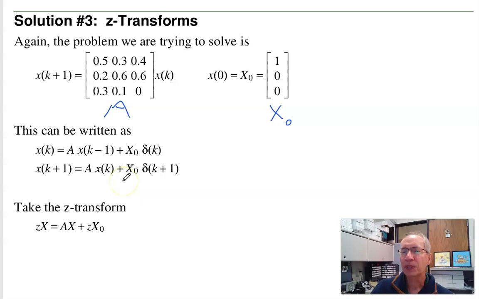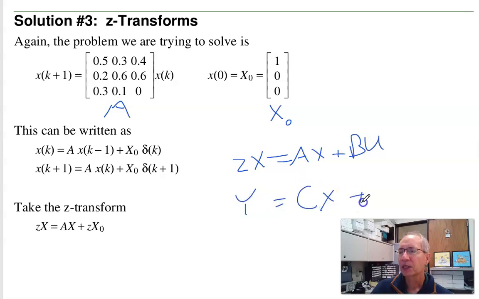So in MATLAB, there's a thing called state space. In state space, I have zx equals Ax plus Bu, where u is my input. The output y is some matrix C times x plus D times u. That's the state space form. Here my input is a delta function that's shifted forward in time by 1, so that zx0. So when I put this in state space, I'm going to be off by z. We'll see that again a little bit later.